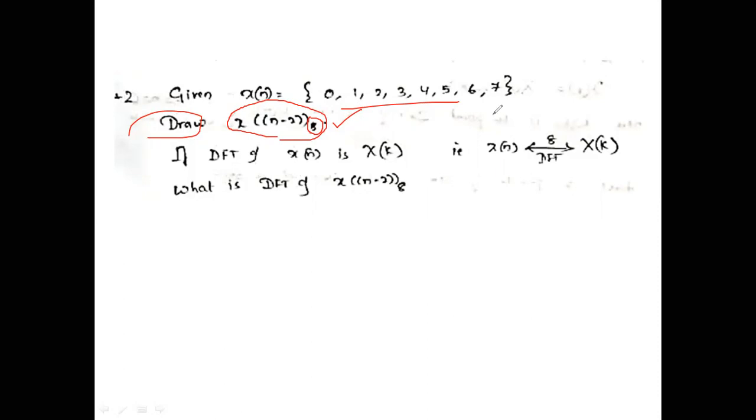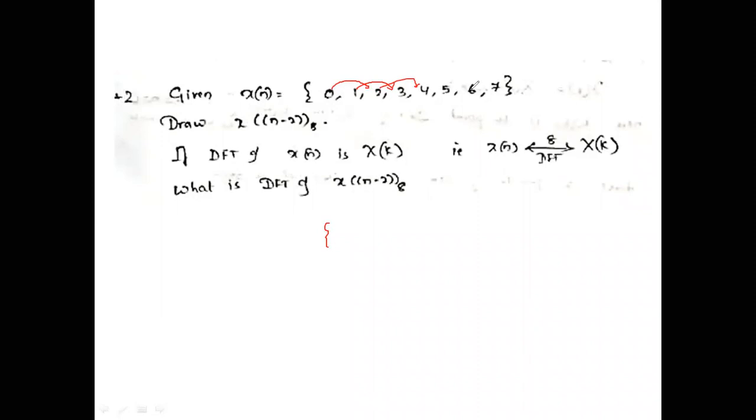Now can anybody tell me, what is x of n minus 2? It's a rotation, as I told. So what will be the first term in x of n minus 2? Can you tell me the first term? This 0 is going to move here, this 1 is going to move here, 2 is going to come here. What is the first term that's going to come? The values kept moving. First term is 2.